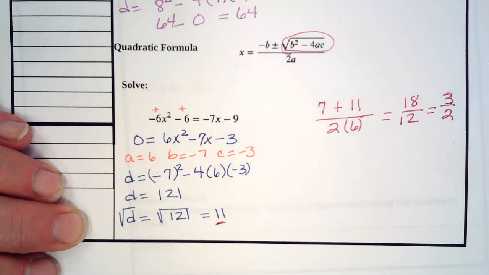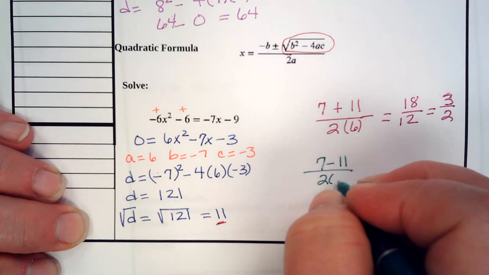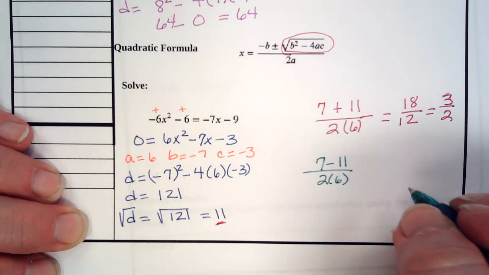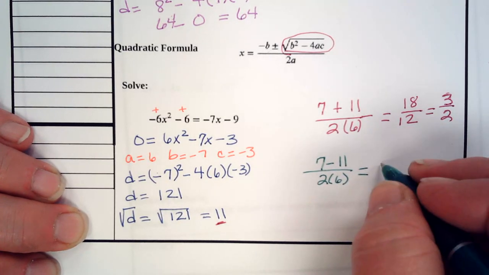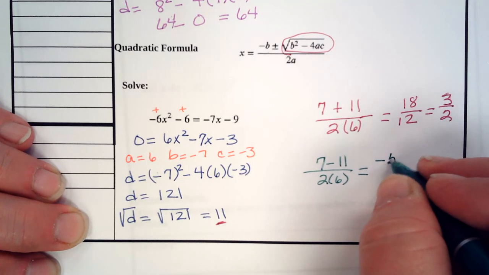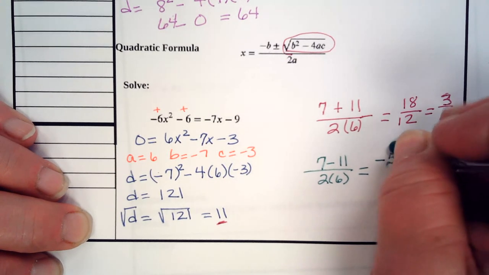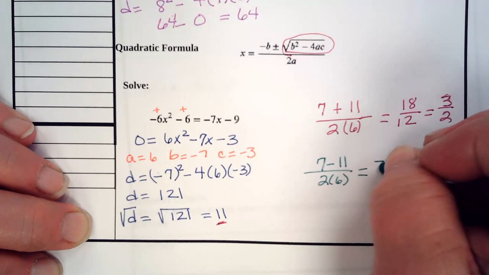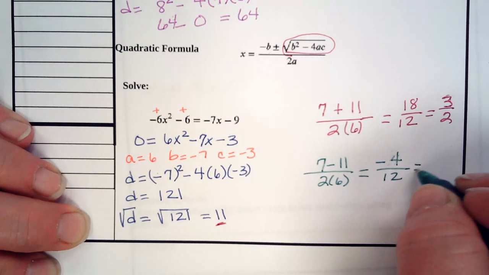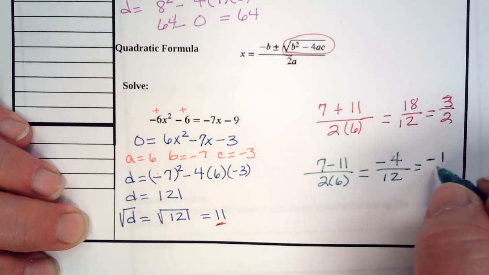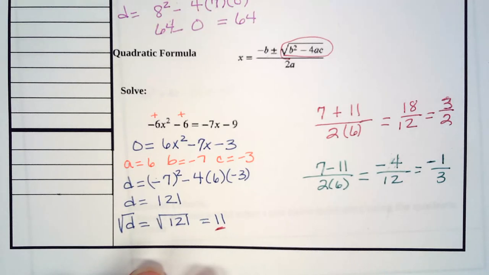The second time we will subtract. 7 minus 11 over 2 times 6. It's the exact same formula. One's add, one's subtract. 7 minus 11 gives me negative 4. Over 12. This will simplify to negative 1 over 3. And you have your two solutions.